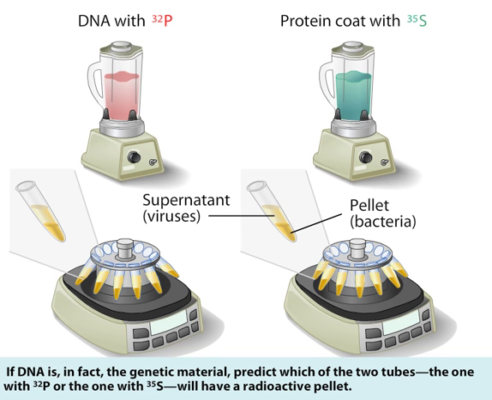If DNA is in fact the genetic material, predict which of the two tubes, the one with P-32 or the one with S-35, will have a radioactive pellet.